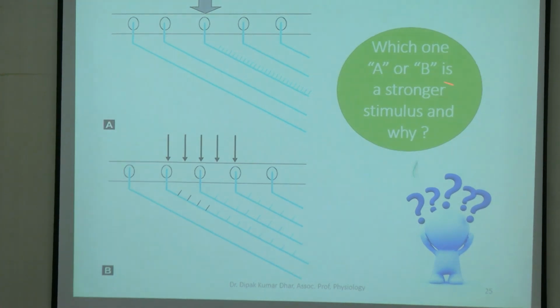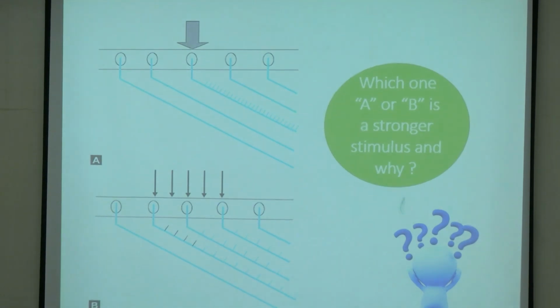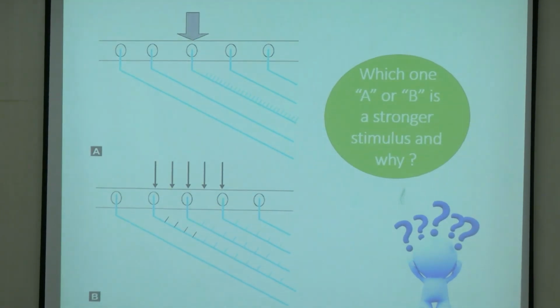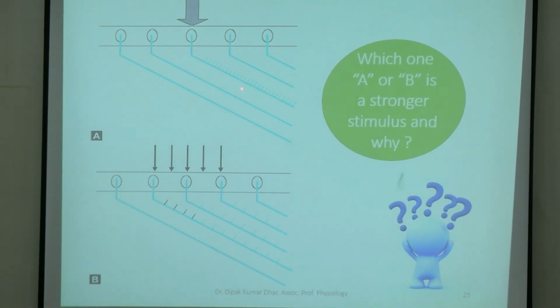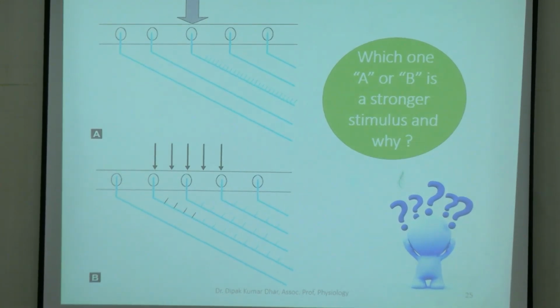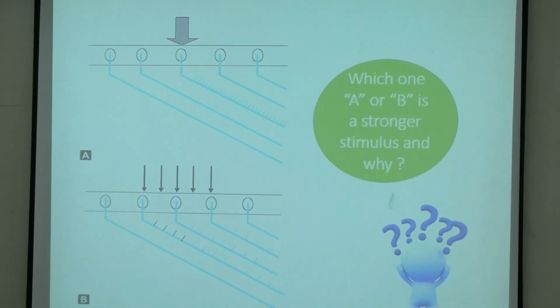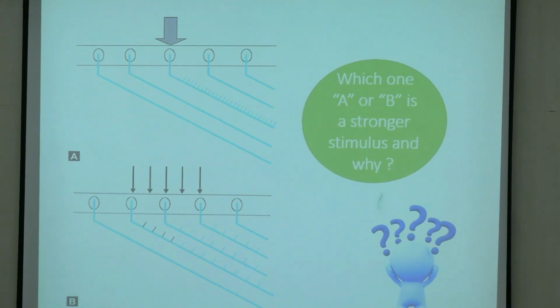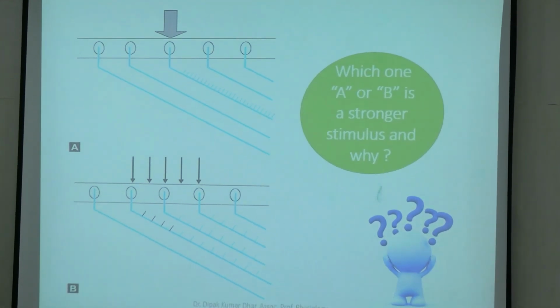Okay. Now from this, tell me which one among this has a stronger stimulus, A or B? So this is the receptor, these are the afferent neurons, and the small lines that you see, these are nerve traffic, nerve signals. So which one is stronger, A or B? A, right? So you look at the frequency of impulse, that is important. So A is stronger.